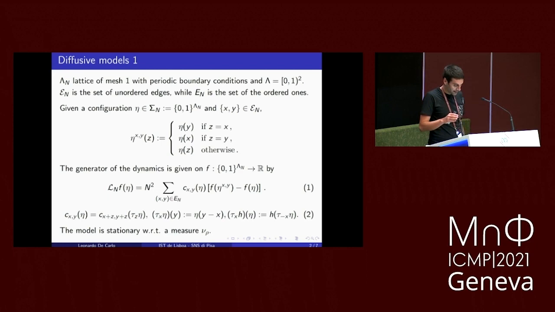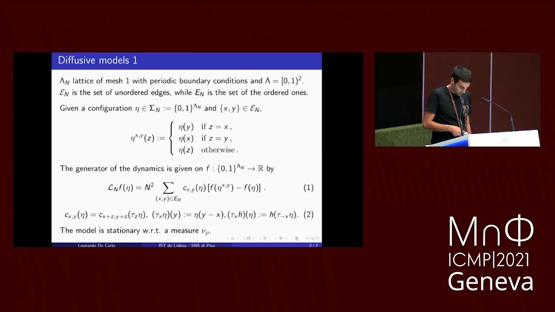So here you have the generator in formula one. Formula one is the generator of the continuous time Markov chain, and the new configuration eta^{x,y} is the usual one, when you exchange the two particles between sites x and y. I will denote the set of bonds with capital E.